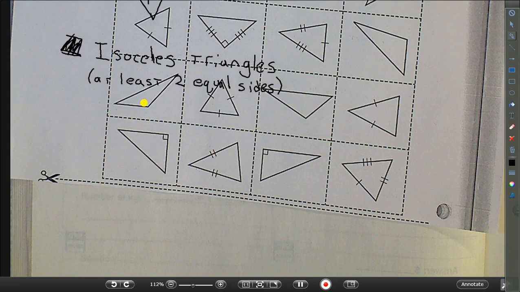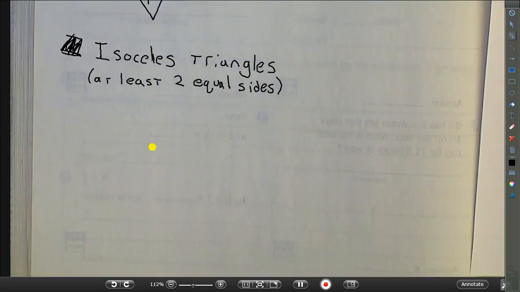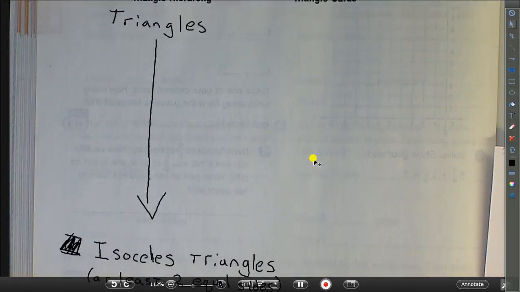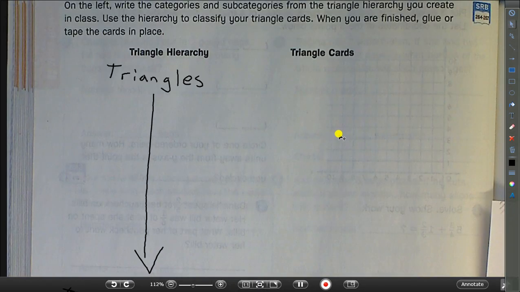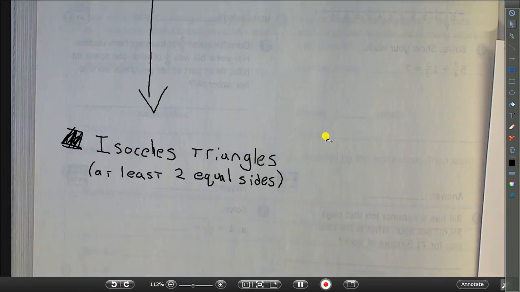Then let's see. We get down to the last 2 rows. No. This one has at least 2. No. This one has 2 that are the same length, so that would go into that new category. No. No. This one has 2 that are equal, so that would go in. And no. So all of these triangles would have originally been in that very, very top part that just said triangles. That part way up here. But we now have found some that are special triangles.